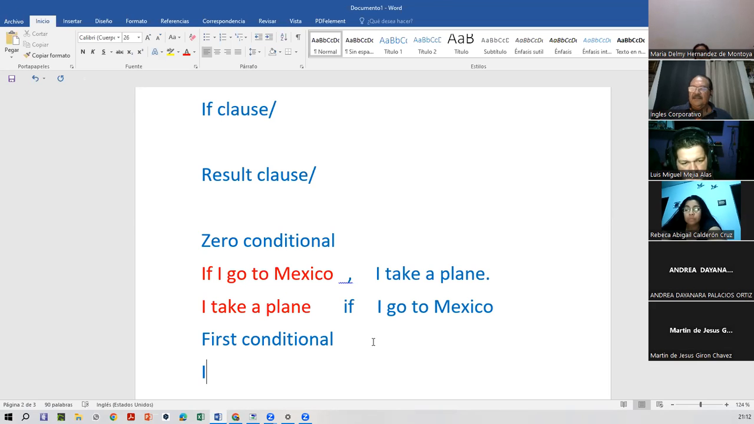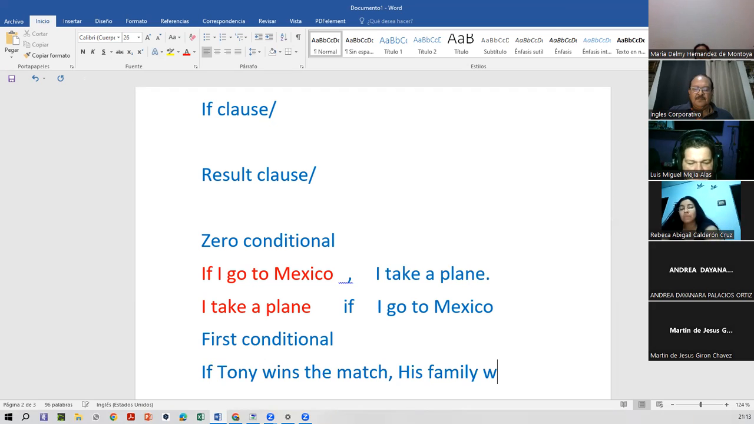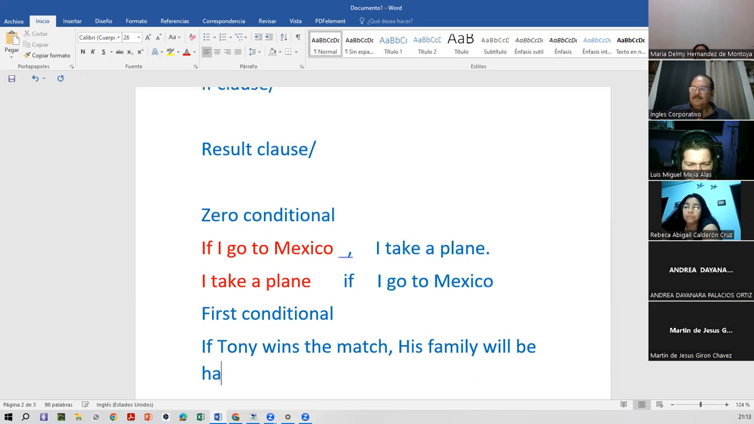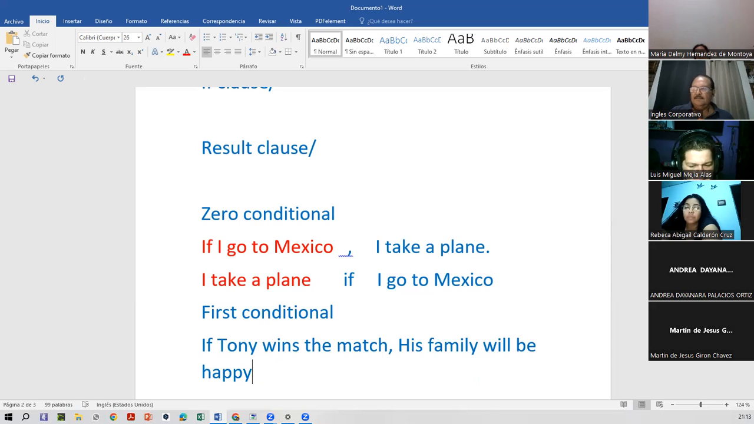Then in the other one is if. No, I'm gonna change that. If Tony wins the match, comma, his mom, now we're gonna use his family, will be happy. Okay. This is the first conditional.